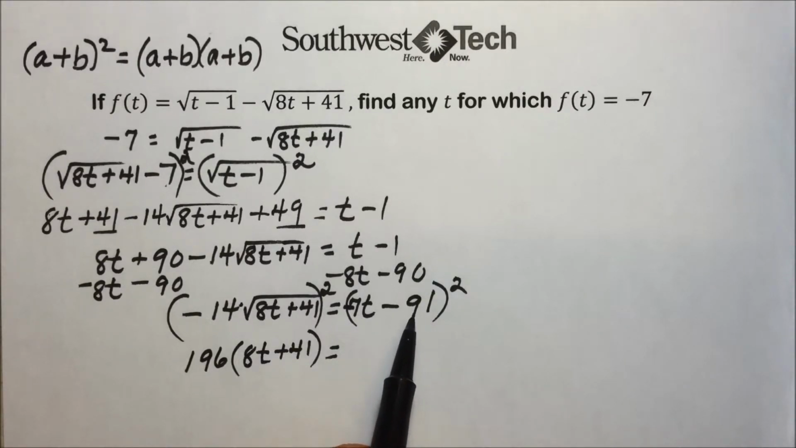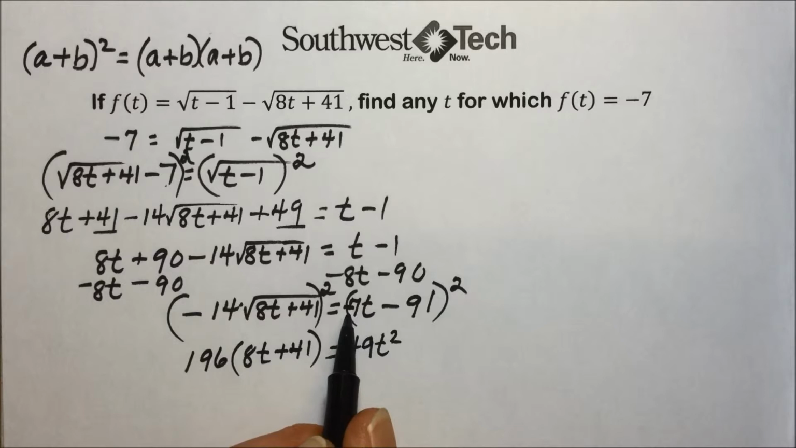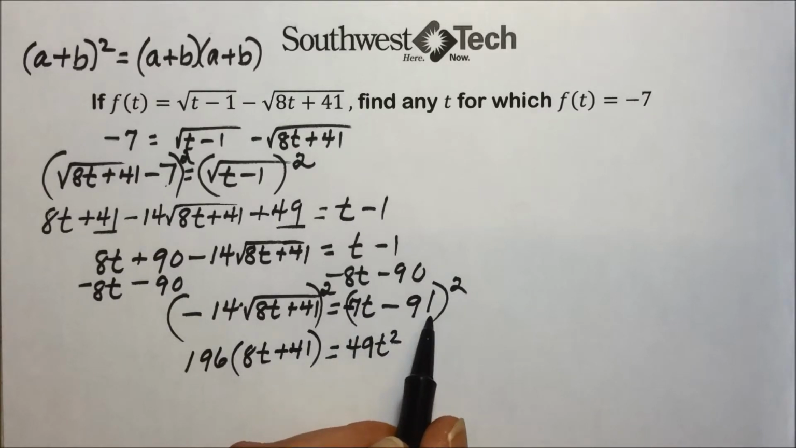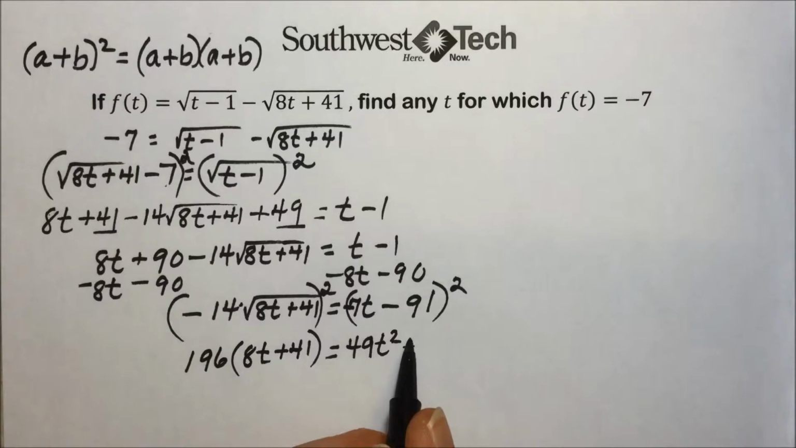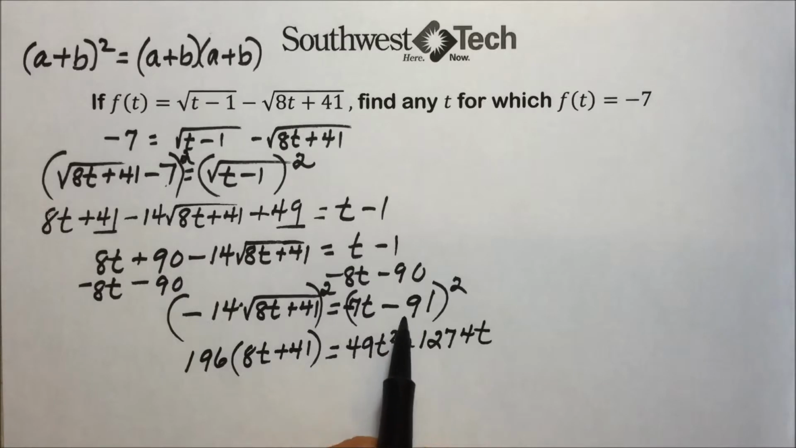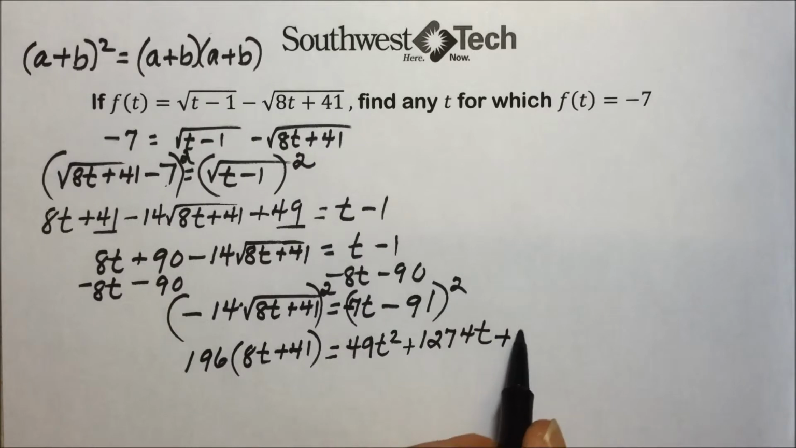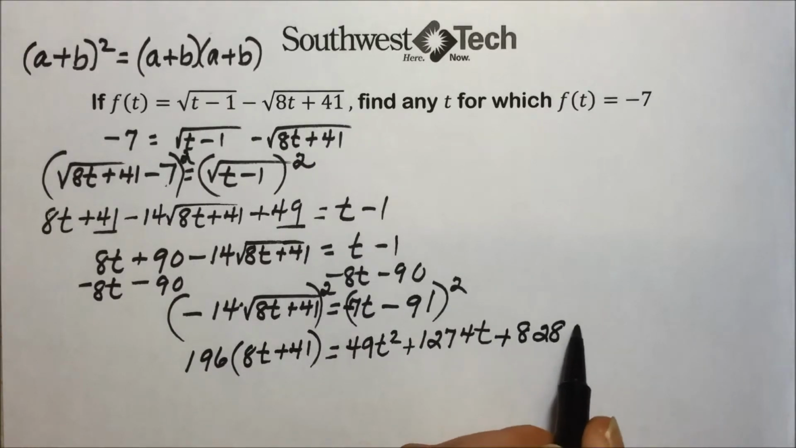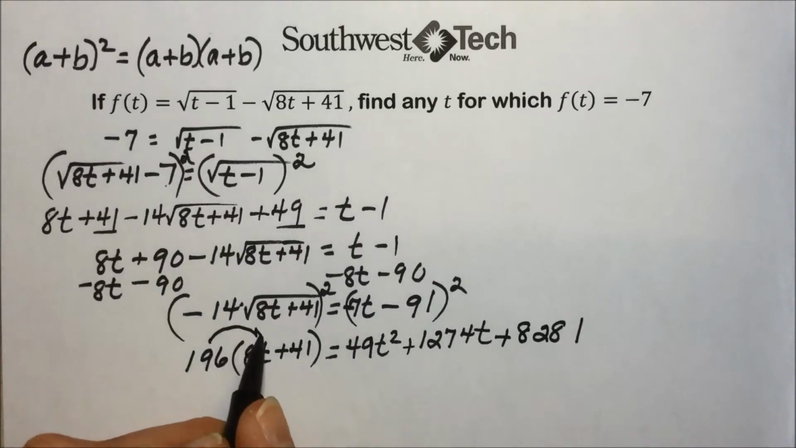Either use the FOIL method or the shortcut, which is to square the first term. Negative 7t squared is 49t squared. Multiply the two terms together, a negative 7t times a negative 91, and double that results in a 1274t. And then square the last term. Negative 91 times negative 91 is a positive 8,281.